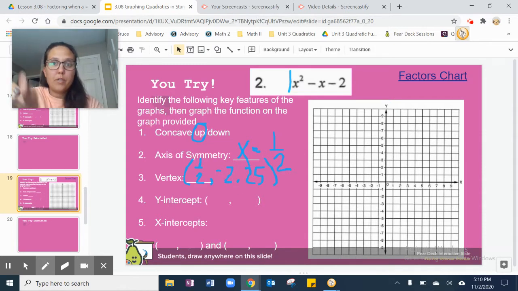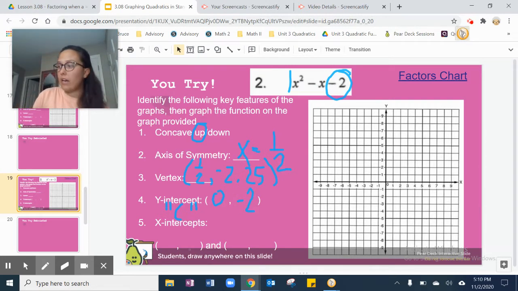Our y-intercept is always the c value, which is the constant by itself. So that means it's going to be 0, negative 2. And then the x-intercepts, we have to factor to find those.